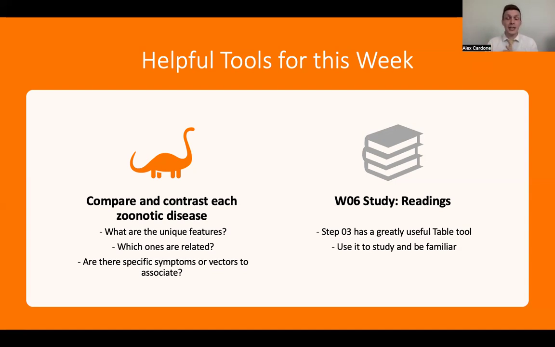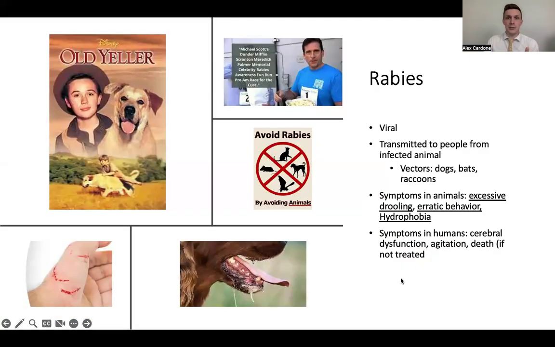On the exam and also on the quizzes, you're going to be seeing a lot of story-formatted questions. I even have a couple of practice ones at the end of this, but you need to be very comfortable with context clues for deciding what zoonotic disease may be present. So let's go ahead and dive in and start looking at the very first one, which is rabies.